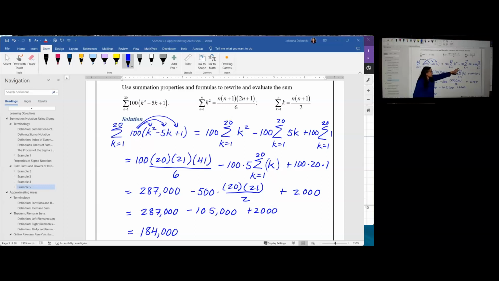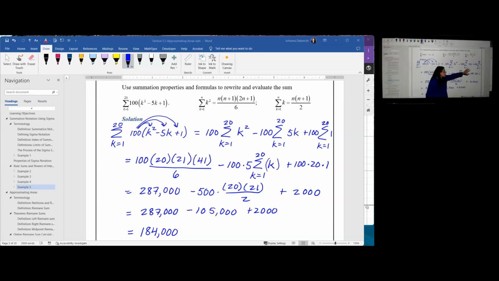For the second summation, notice that I still had a constant multiplied by the index k. I can take that constant out as well, giving me 100 times 5 on the outside, and then the summation of the index from 1 to 20. That one is going to give me the upper limit of summation times itself plus 1 divided by 2, and then multiplied by the constant on the outside.